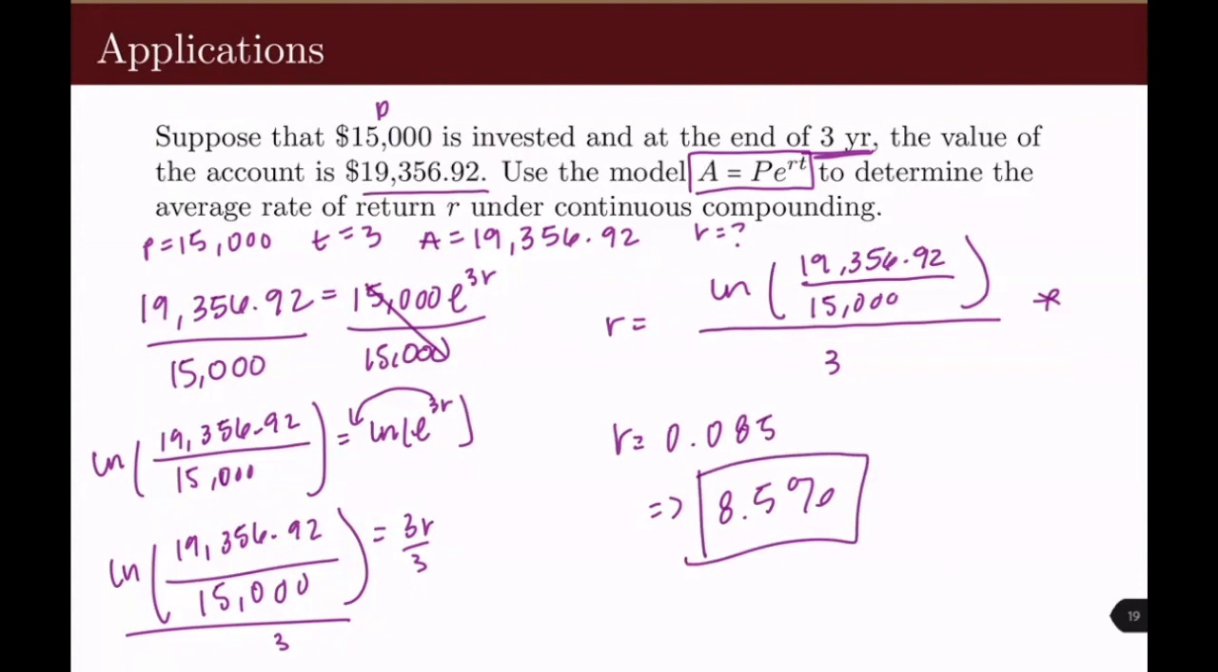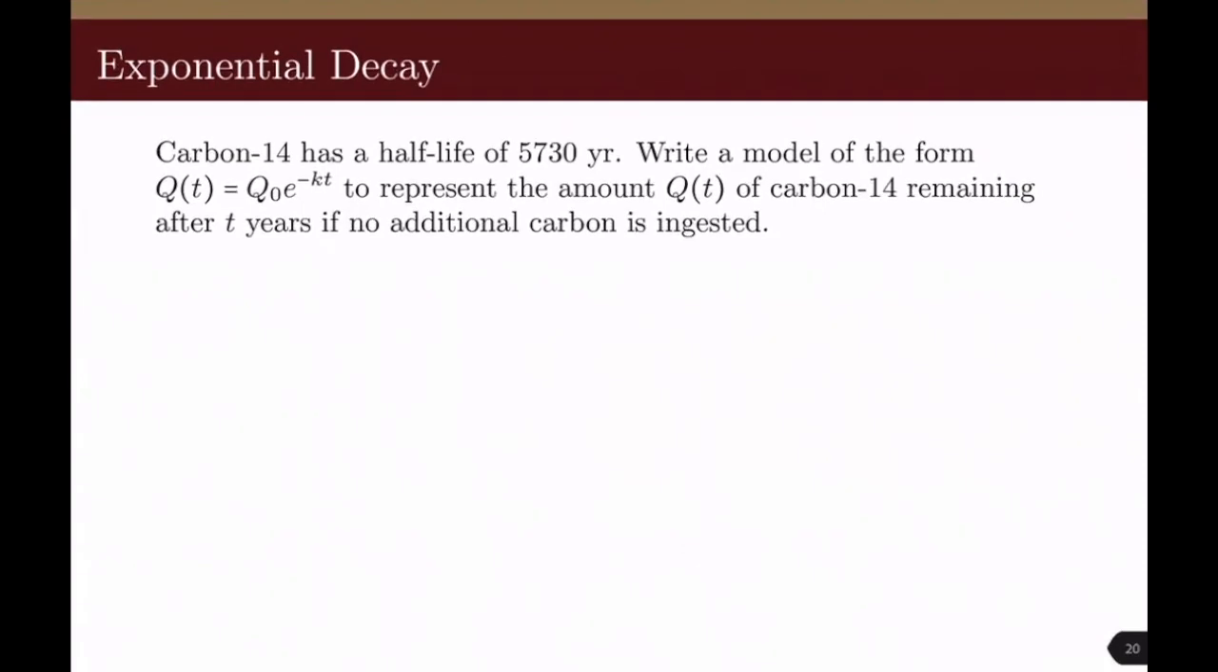Okay. All right, so we have carbon 14 has a half-life of 5730 years. Write a model of the form Q of t equals Q naught e to the negative kt to represent the amount Q of t of the carbon 14 remaining after t years if no additional carbon is ingested. Alrighty then. So we are given our formula, right here. We are given that it has a half-life of 5730 years.